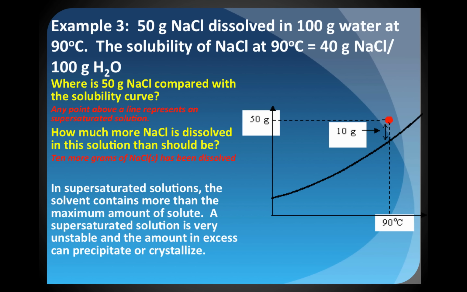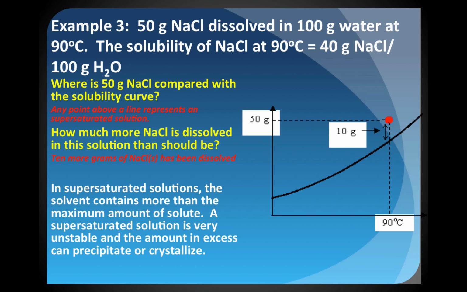Well, let's consider the solubility of salt at 20 degrees now. Do you see that the solubility is about 36 grams of salt dissolved in 100 grams of water? An unsaturated solution would contain less than 36 grams of salt dissolved. A saturated solution would contain 36 grams of salt dissolved. And a supersaturated solution would contain more than 36 grams of salt dissolved in the water.